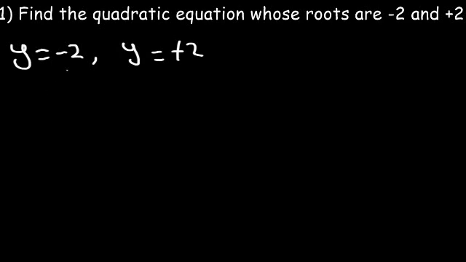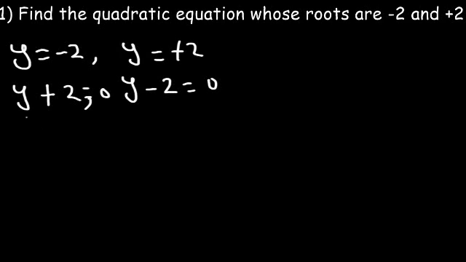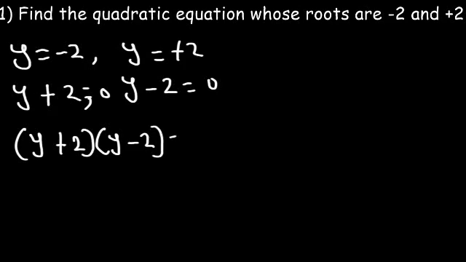So the next thing is that I would like to bring 2 to the other side respectively. Then I should have y plus 2 equals 0, then y minus 2 equals 0. Both of them will be equal to 0. Now, since both of them are equal to 0, I can combine them using parentheses. So I should have y plus 2 multiplied by y minus 2 to be all equal to 0. Now, at this point, I can expand the bracket to have the quadratic equation itself.